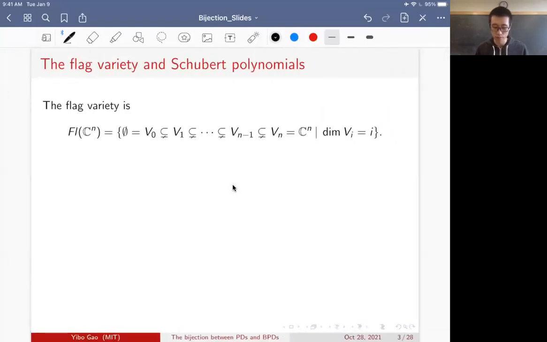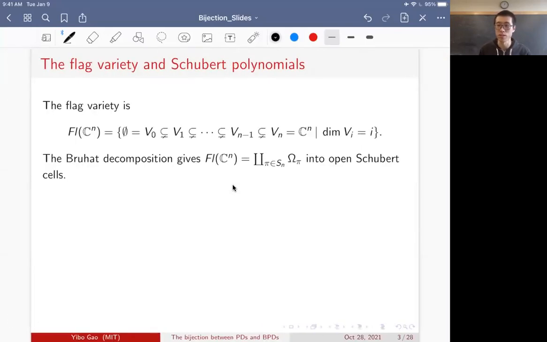Okay, so this is the only slide that will have some geometry, which is going to motivate Schubert polynomials. The flag variety as a set is the set of all chains of subspaces of dimension 1, 2, 3, up to n of your ambient vector space C^n. So this is just a set for now, but it has algebraic and geometric structure, and it's a smooth projective variety. And it has a Bruhat decomposition, which decomposes the flag variety into the open Schubert cells. And these open Schubert cells are indexed by the permutations in S_n. If you take the closure, you get what's called the Schubert varieties, which we denote as X_w.